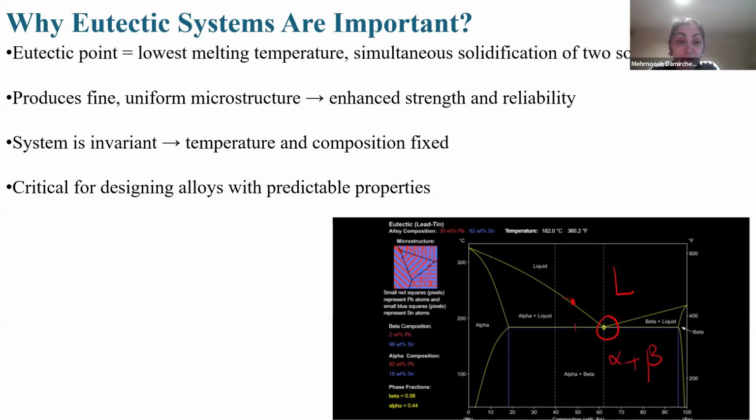Means if we are here at eutectic, and we have the macrostructures at this composition percent and temperatures, we have the macrostructure that gives us the best mechanical properties and provides predictable phase behavior and allows engineers to design alloys with reliable and consistent performance. Understanding this concept is key to controlling material properties in industrial and structural application.